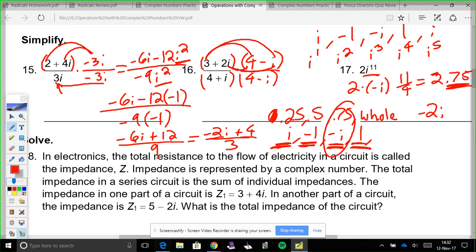Alright, now the last one, number 8, it says sum of individual impedances, which means if you have this one and you have this one, and what's the total, then you're just adding them together. So that's one where you just add if they're like terms, and you've got your final answer. So just add those 2 together, and you'll be done.